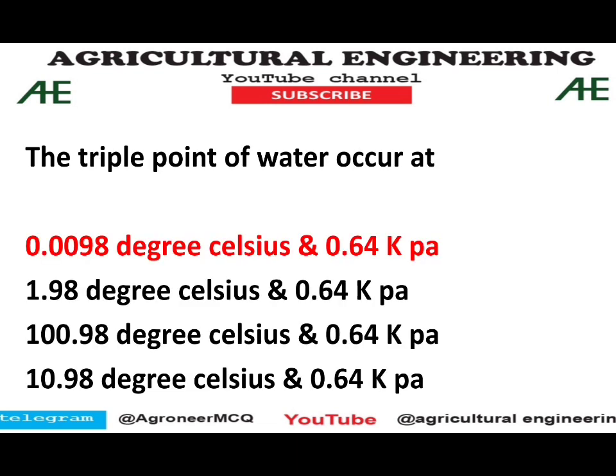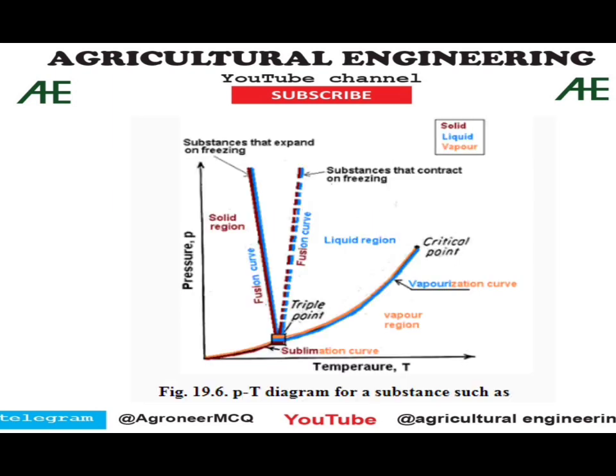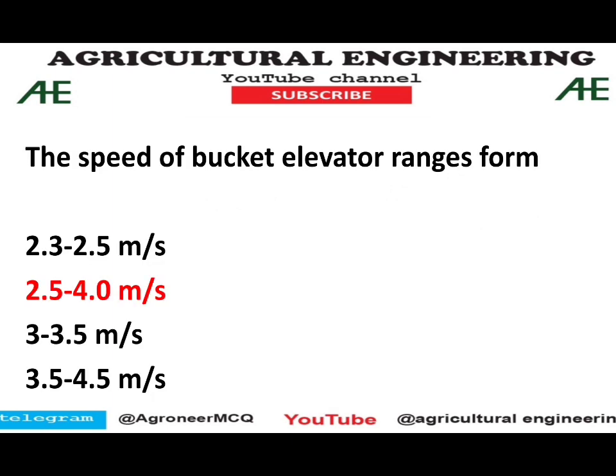The triple point of water occurs at 0.0098 degrees Celsius and 0.64 kilopascal. The triple point is at a pressure of 4.58 mm of Hg and a temperature of 0.01 degrees Celsius. This is the pressure temperature diagram for a substance, and from that we can differentiate, or define, the triple point. The speed of bucket elevator ranges from 2.5 to 4.0 meter per second.